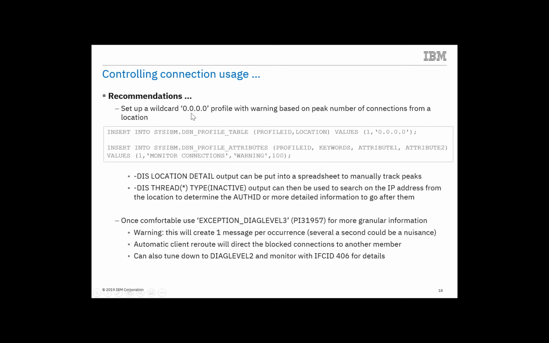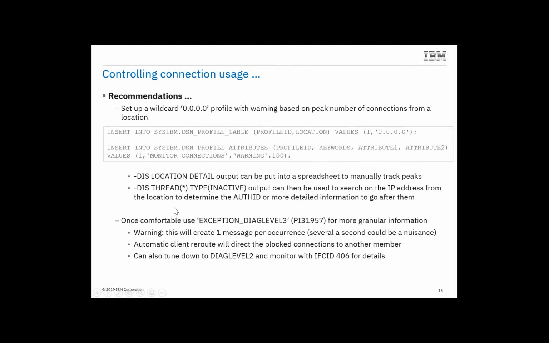So I'd recommend pretty much every customer have a generic wildcard, and this 0.0.0.0 or wildcard or asterisk means I'm only going to allow X number of connections for any unique IP address. So maybe just say 100 as a warning to start monitoring and see how many unique IP addresses actually hold over 100 connections each. So you're just learning into it. You can also do DISPLAY LOCATION DETAIL, summarize those, and look at the inactive connections to see what IP those threads used to be associated with, to get an idea. But this generic profile really helps with denial of service attacks.